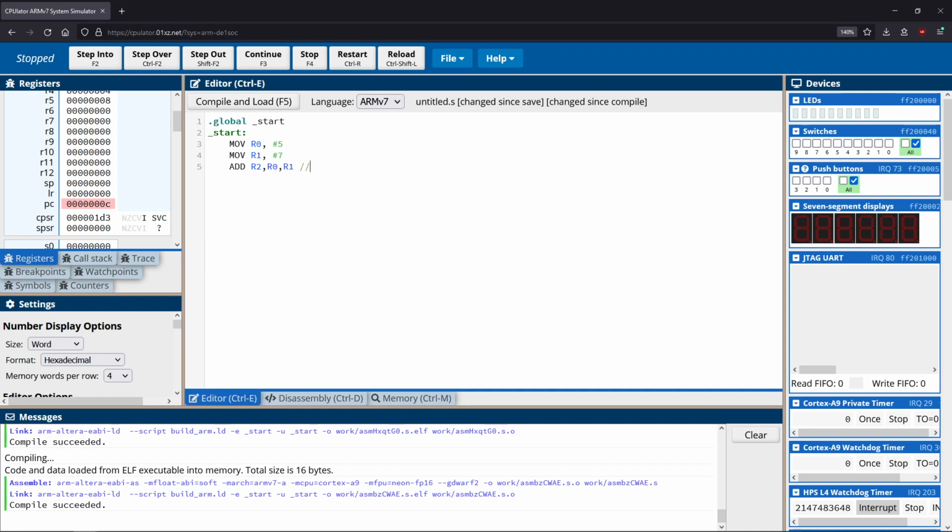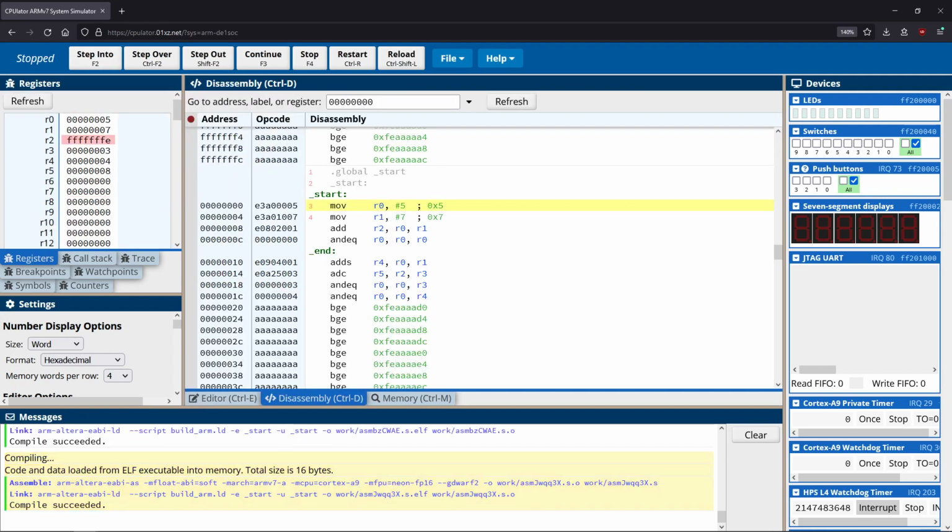And what this is going to do is it's basically going to put into R2 the result of R0 plus R1. So that's all this is really going to do for us. It's just going to add the two numbers together and store the result in R2. So that's nice and easy. Let's just take a look at how this works just to get comfortable with it.